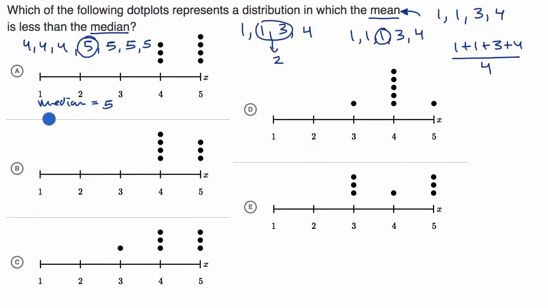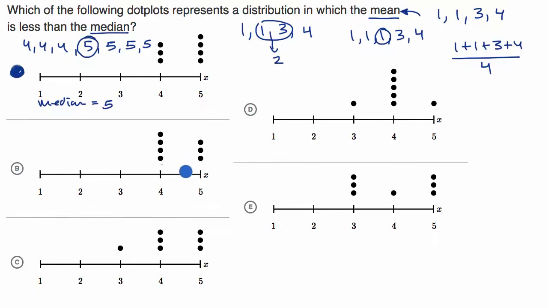Now what's the mean? You might be tempted to add up 4 plus 4 plus 4 plus 5 plus 5 plus 5 plus 5 and then divide by 7. That requires a lot of computation. But all you have to do to answer this question is to realize you have some 4s and some 5s. So the mean here is going to be between 4 and 5. It's going to be a little bit closer to 5 since you have more 5s, but it's between 4 and 5, so it's going to be less than the median. So this is a distribution in which the mean is less than the median. I would choose this one right over here.